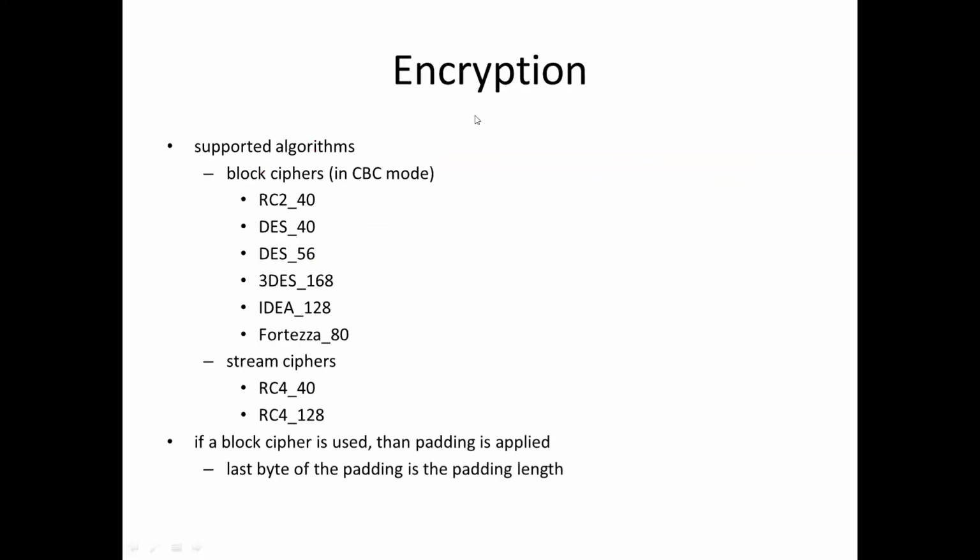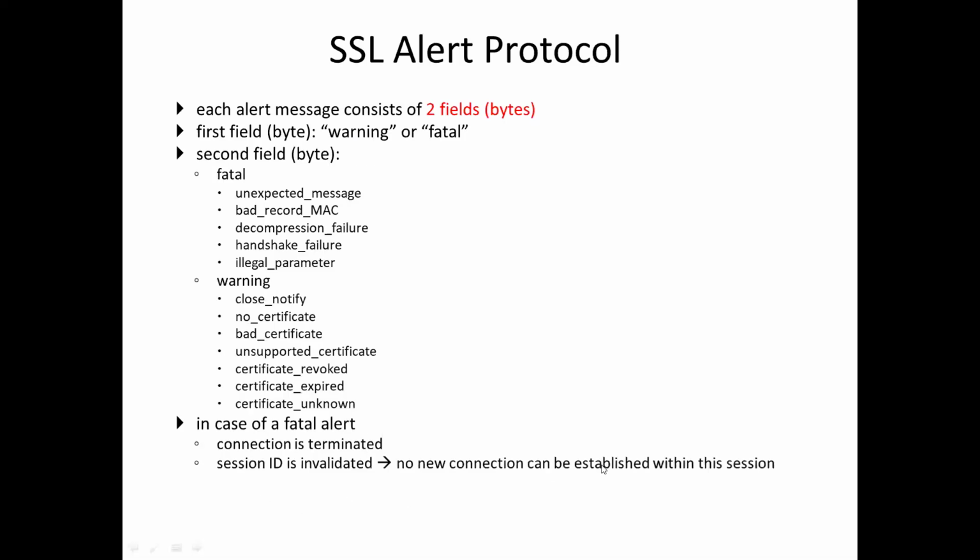So what is the encryption? What are the various types of algorithms that are supported? In block ciphers, it can support RC2, DES, triple DES, IDEA, Fortezza. In case it's a stream cipher, we can go for RC4, either 40 or 128 bits. So if a block cipher is used, then padding is applied. The last byte of the padding is nothing but the padding length.